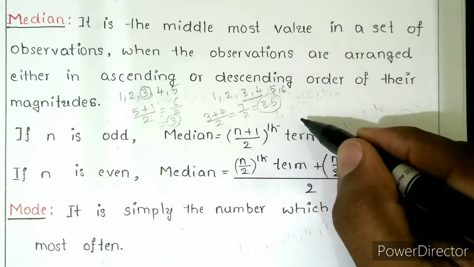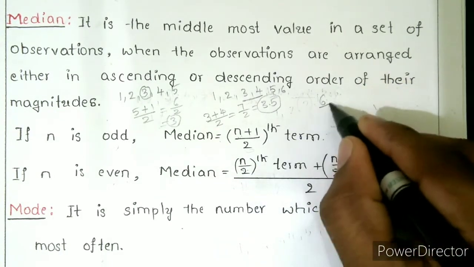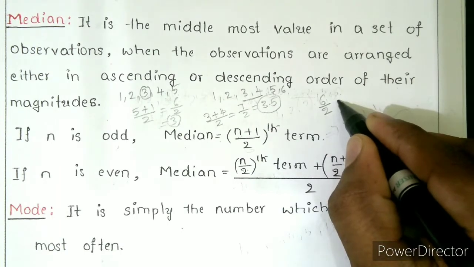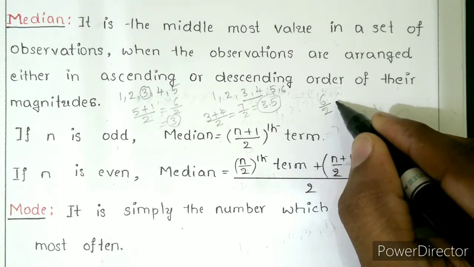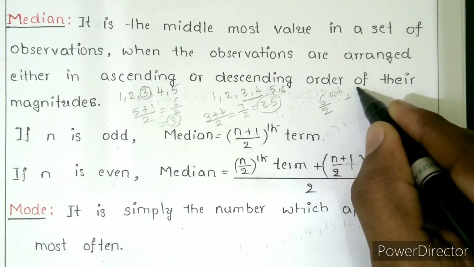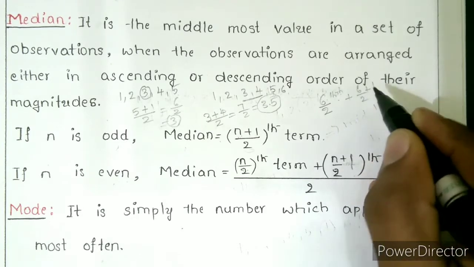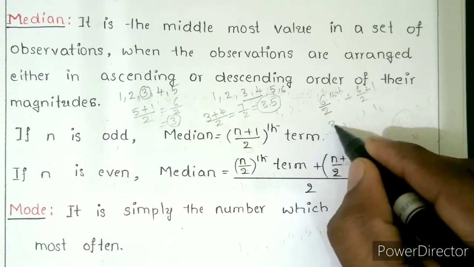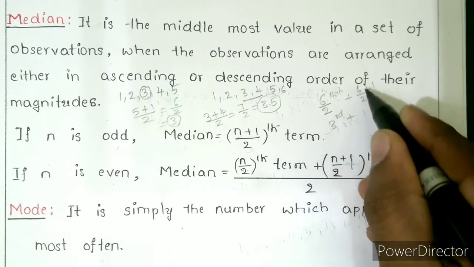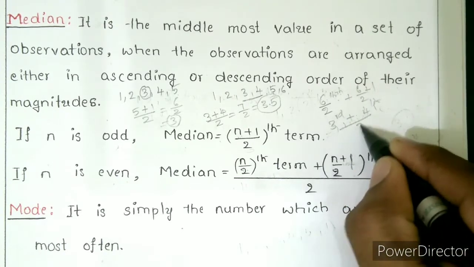Now using the formula, the value of n is 6. The 6 by 2th term plus the 6 by 2 plus 1th term. So 6 by 2 means the third one, and 6 by 2 is 3 plus 1, the fourth, divided by 2.